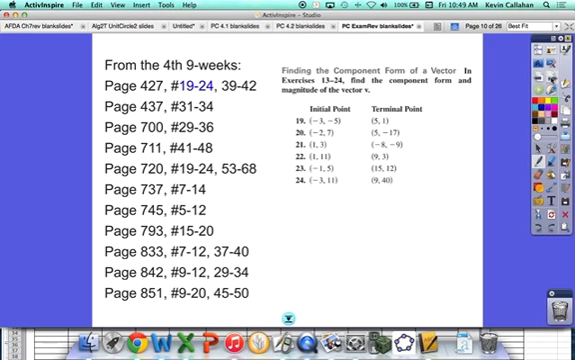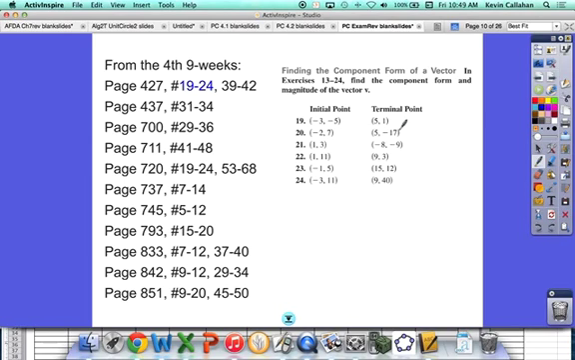Right? Then we get into the fourth 9 weeks. And it's going to be a little bit disjointed, because when we did this, we did vectors first from the end of chapter 6, and then we jumped down to chapter 11. But I just put it in order of the pages, so we'll get back to it. You know, the first thing when we first started dealing with vectors, it was how do you find the component form of a vector if you know the initial point and the terminal point?